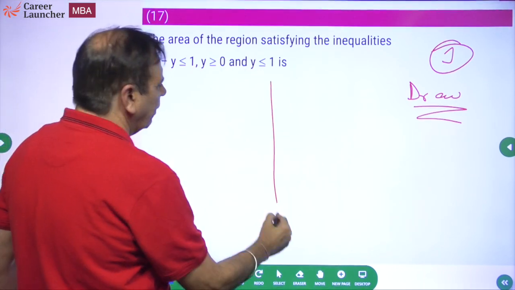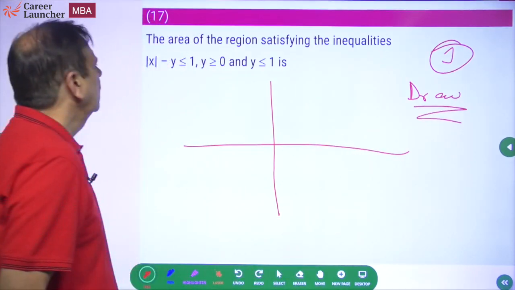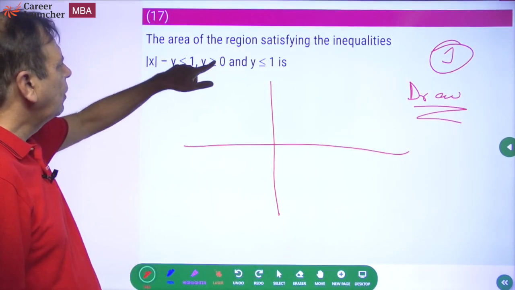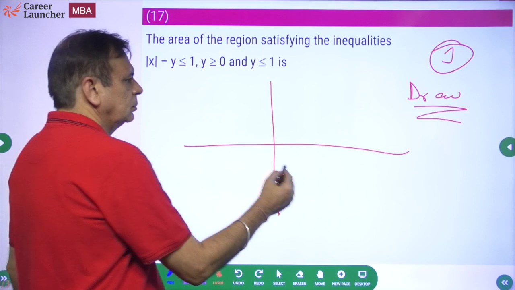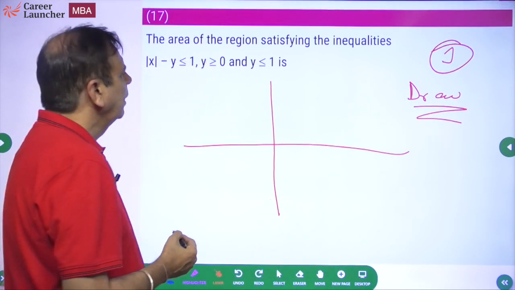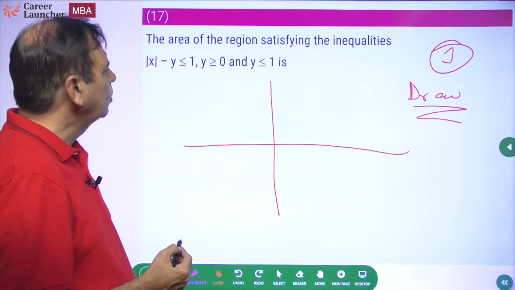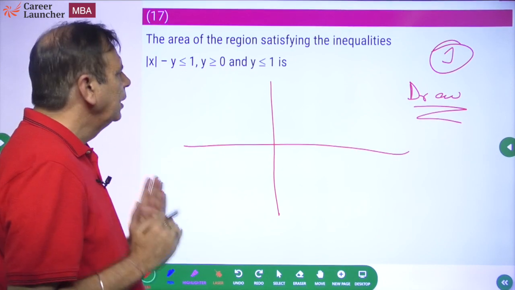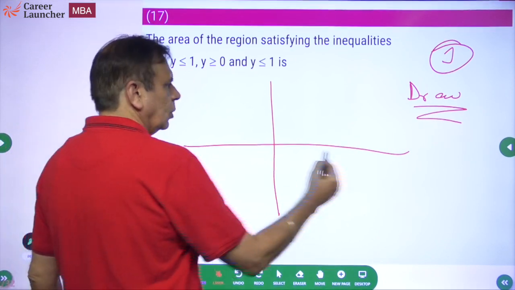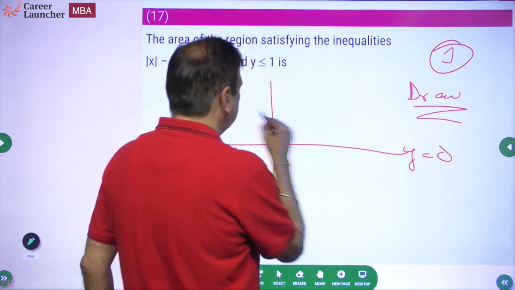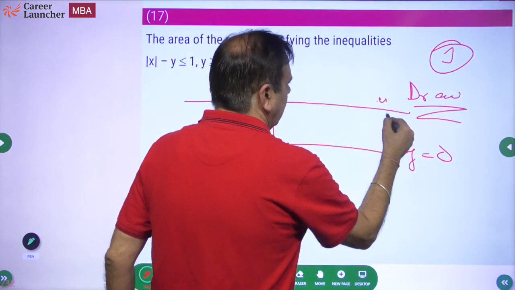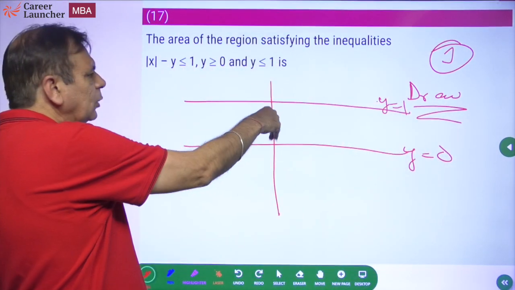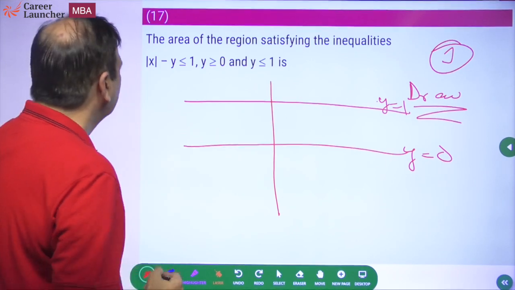Area of the region satisfying these inequalities. Okay. Let's come to this later. Y has to be greater than or equal to 0 and y has to be less than or equal to 1. So y lies between 0 and 1, right? So this is y equal to 0. This is y equal to 1. So y तो इन्हीं दो के बीच में होगा ना. अब ये वाली equation पे आ जाते हैं.